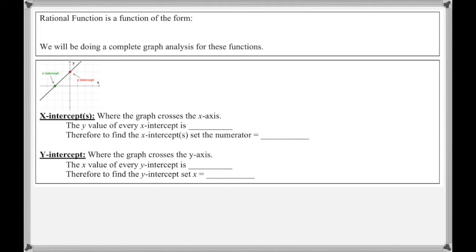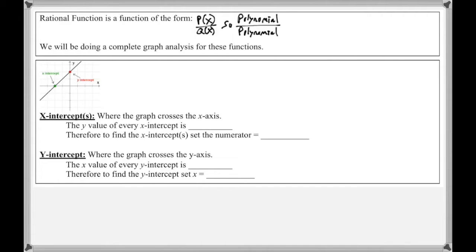In this section, we are looking at rational functions. Now, a rational function is a function of the form p of x over q of x, where these are both polynomials. So essentially, it's a polynomial over another polynomial. So it's fractions that we're dealing with polynomials.